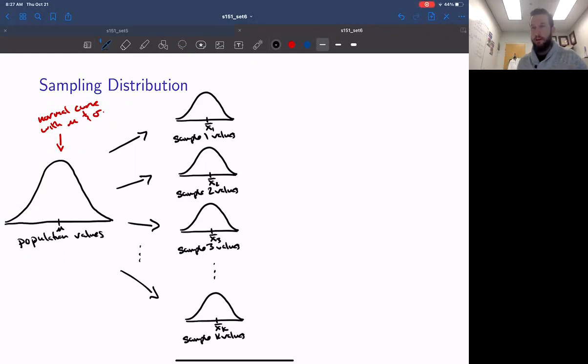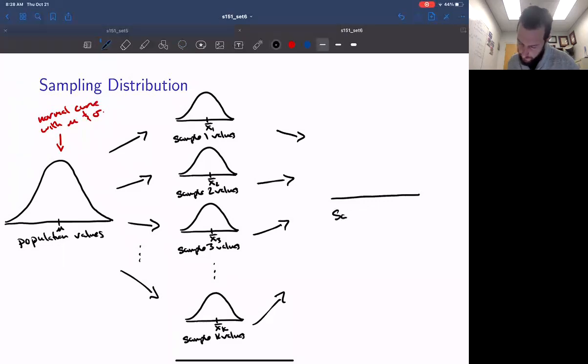All right. Now, each of the samples, you can see, has a distribution based off of the values that are in that sample. Then what I can do is take all of my sample means and I will have another distribution. So these will be sample mean values.